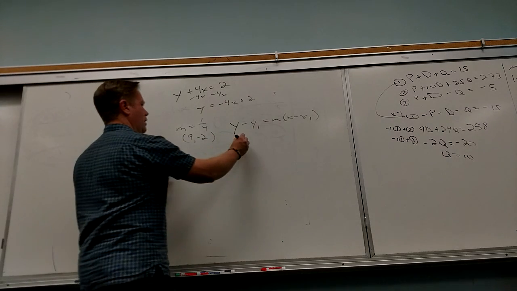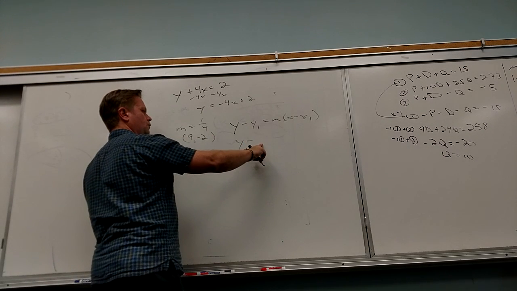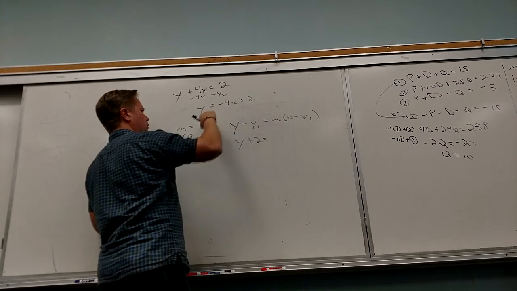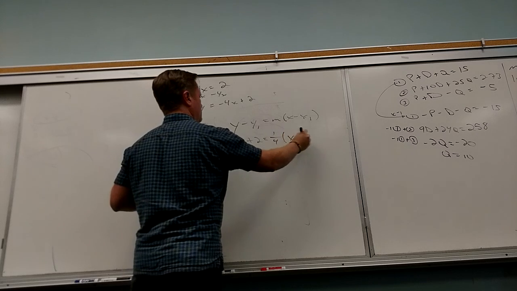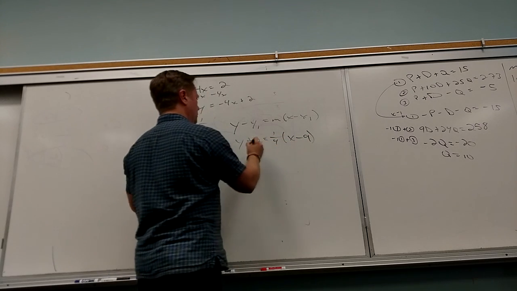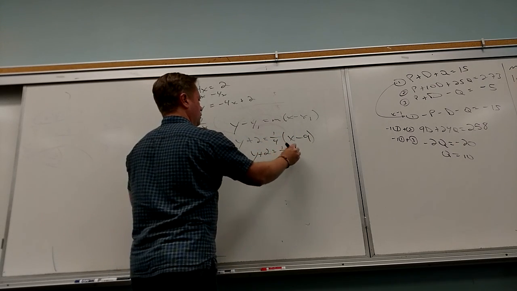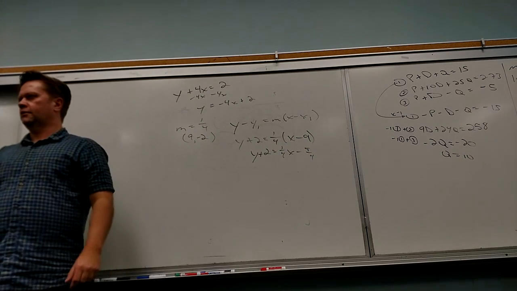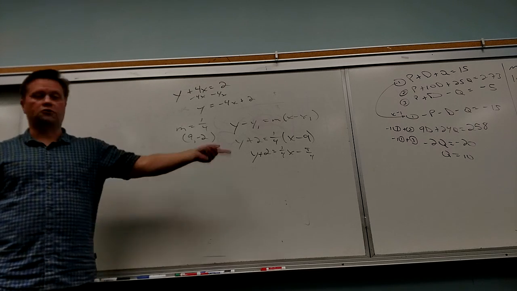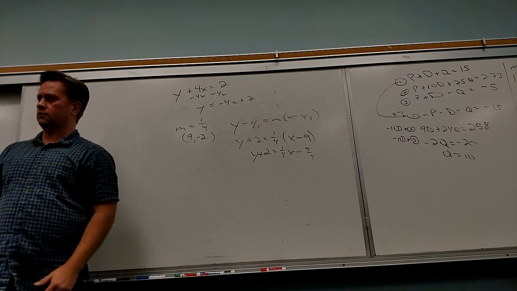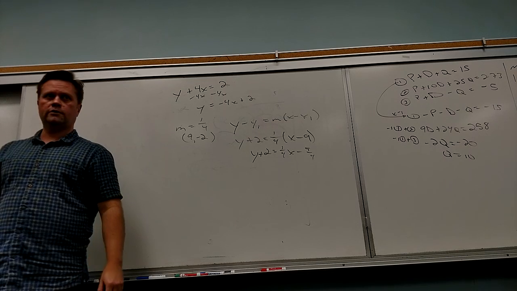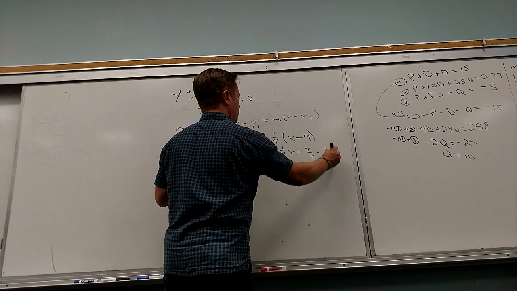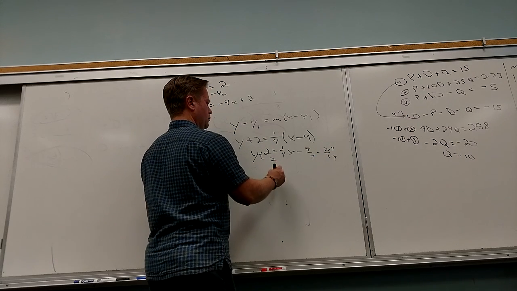So here I would do y minus negative 2, so it becomes plus, equals m, which was 1/4, times x minus 9. Now this is a beautiful problem. You have to work with fractions a little bit, but come on. Right? Subtract 2, LCD. Yes, no, maybe so? Subtract 2, LCD. What did I do?